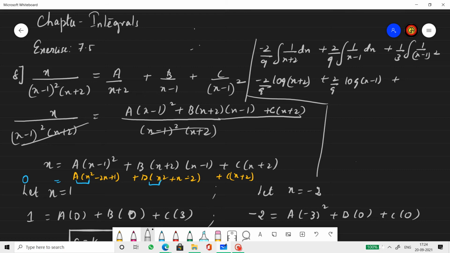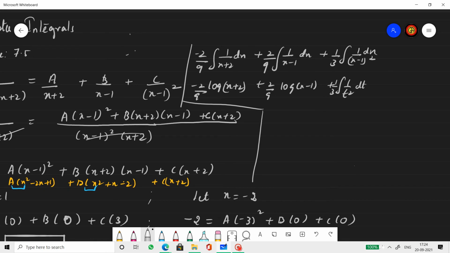Whereas for the next one, if you take t as x minus 1, dt will cancel dx. Therefore, using substitution, we get 1 by t square into dt. Take it up and integrate. So it's t to the power of minus 2. T to the power of minus 2 integrates to t to the power of minus 2 plus 1 by minus 1. So minus 2 by 9 log of (x plus 2) plus 2 by 9 into log of (x minus 1) plus 1 by 3 t to the power minus 1 by minus 1 plus c.